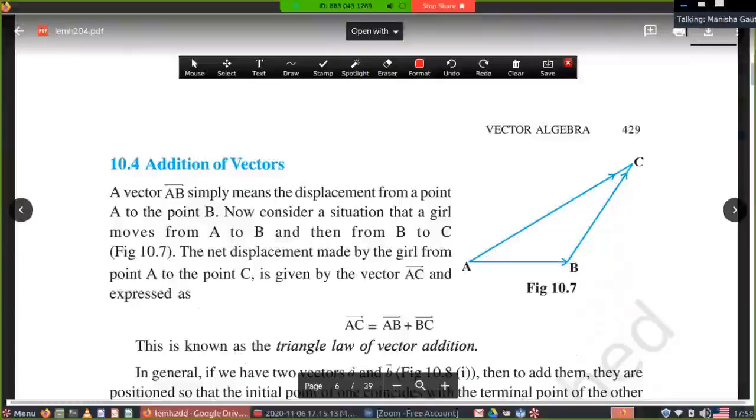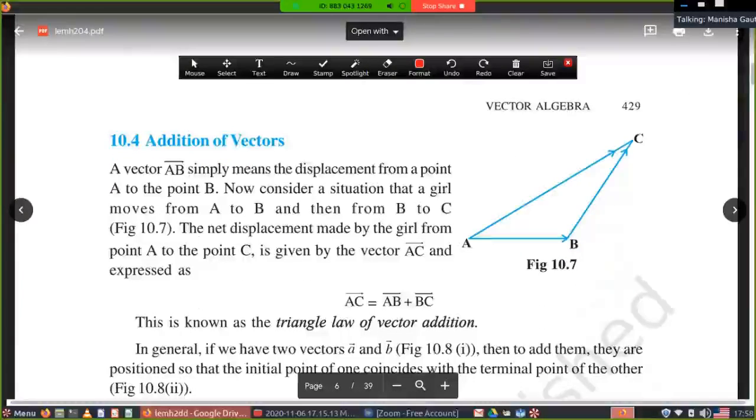Addition of vectors. How to add the given vectors? If vector AB is given, here the figure is given. The initial point is this one, A to B. Now from the terminal of AB, you move up to C, BC, and join the initial of AB and the terminal of BC. Then you will get the vector AC. It means AB plus BC is equal to AC. This you have to remember. This is the triangle law of vector addition.